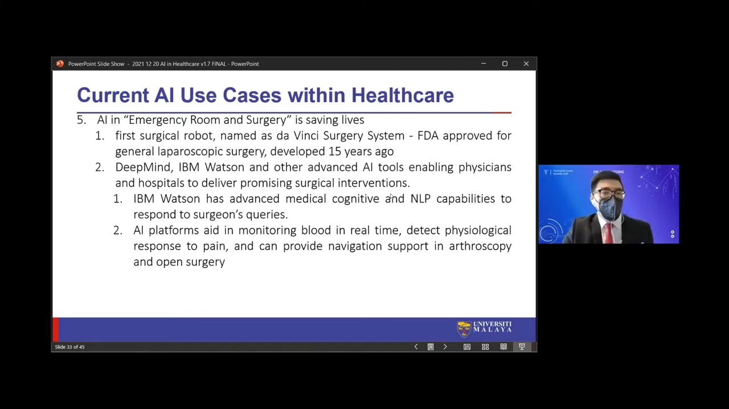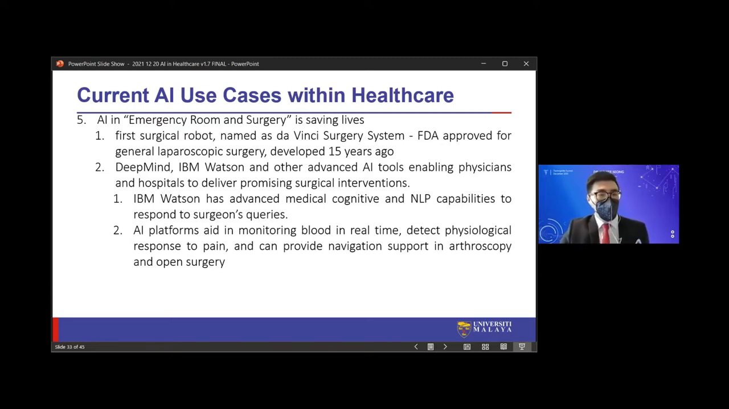Also, AI in emergency room and surgery, which is saving lives. And this has been seen since the first surgical robot developed, which was known as the Da Vinci surgical system, which has received FDA approval for general laparoscopic surgery, meaning using keyholes, small little holes to perform the whole surgery. This was as early as 15 years ago. Currently, that has progressed even further using deep learning by Google and IBM.